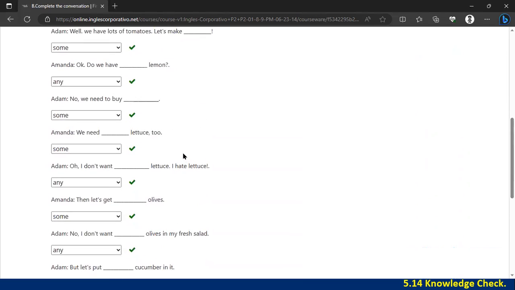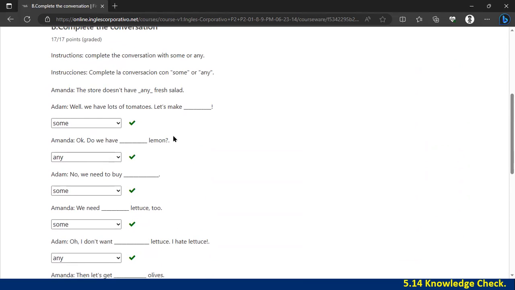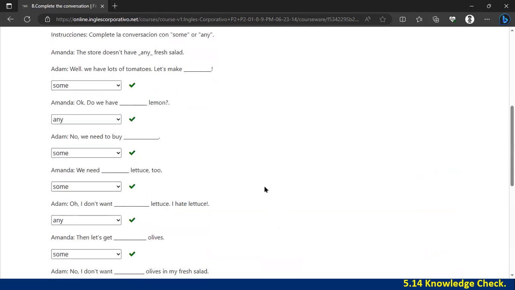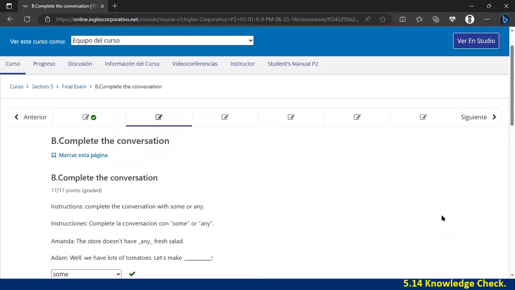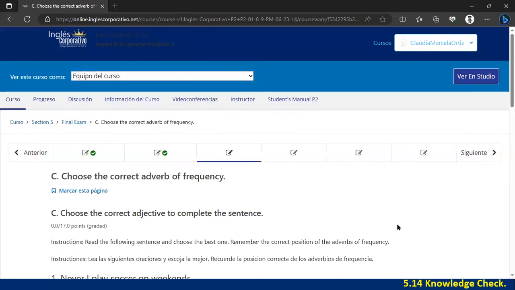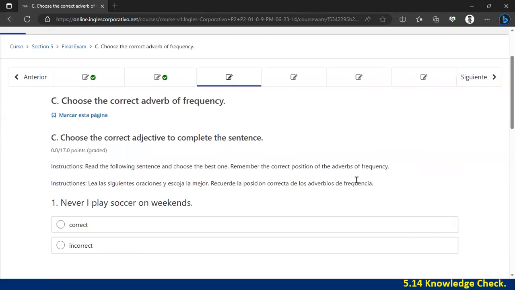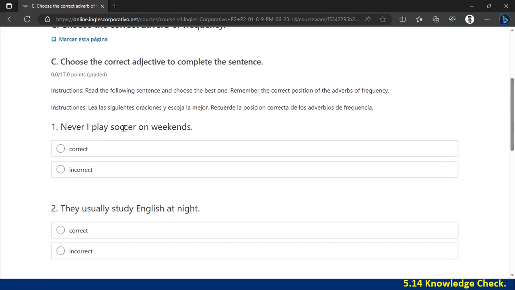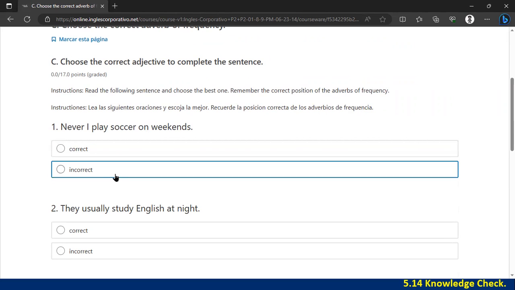Vale, entonces acá, ¿verdad? Si ustedes se fijan, todo lo que teníamos que recordar era que usamos some con oraciones afirmativas y que usamos any con oraciones negativas y preguntas, ¿verdad? Entonces, esa es la forma en la que nosotros trabajamos, ¿verdad? Some and any. Then it says in letter C, you have to choose the correct adverb of frequency. Okay, you choose the correct adjective to complete the sentence, okay? Never I play soccer on the weekends or on weekends. Is it correct or incorrect, girls?